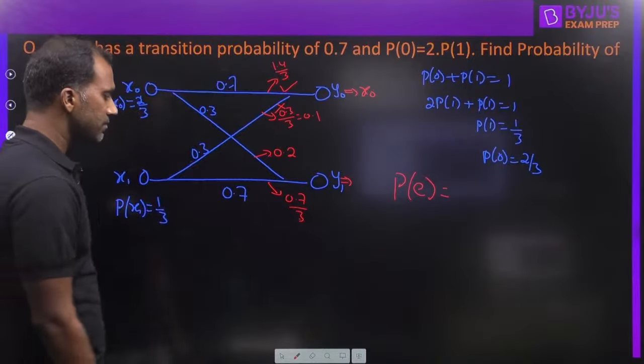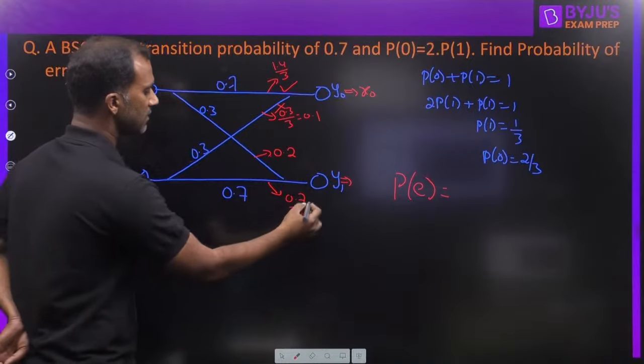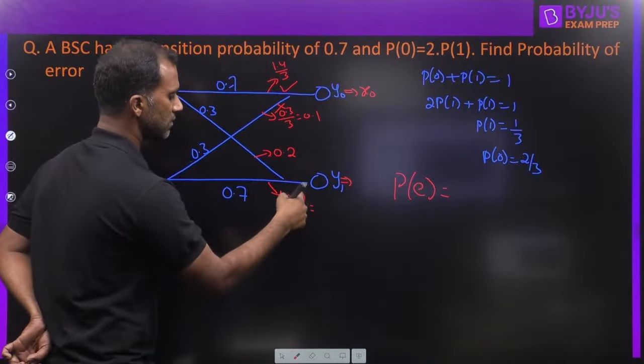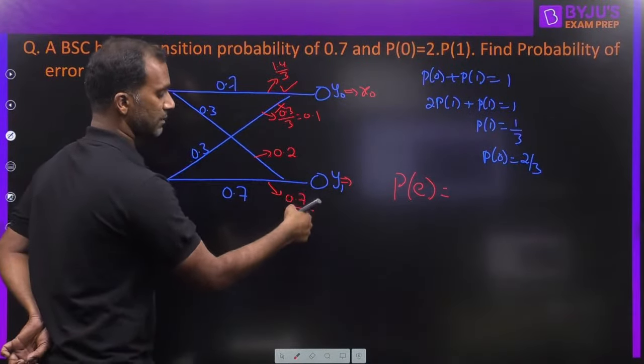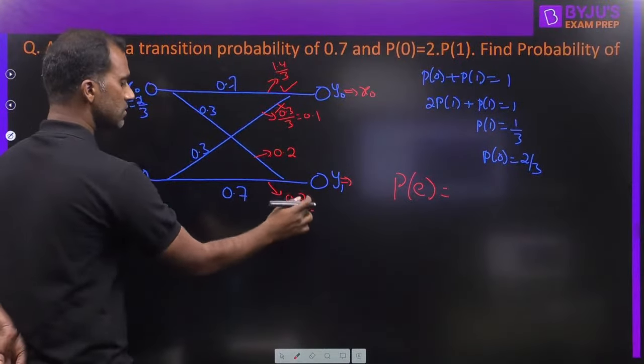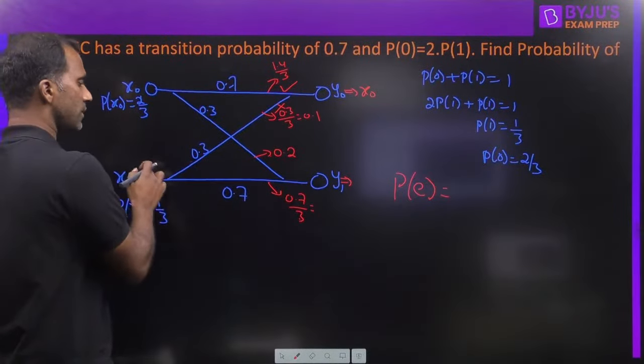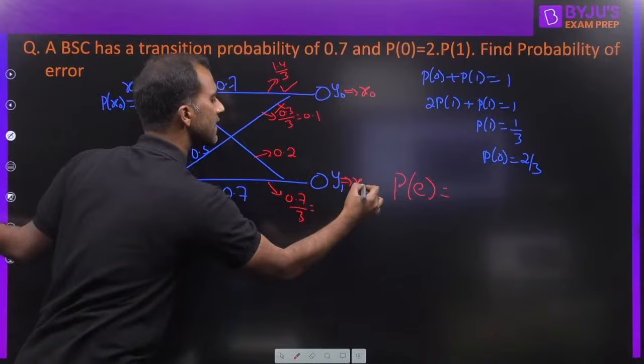So for y1, which probability is more here? So 0.7 divided by 3. This is definitely greater than 0.6 divided by 3, which is 0.2. 0.7 divided by 3 is definitely greater than 0.2. So this is greater. So y1 we are receiving more number of times because of x1. Hence the best decision to make is x1.